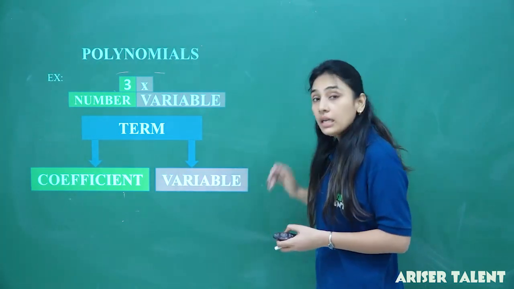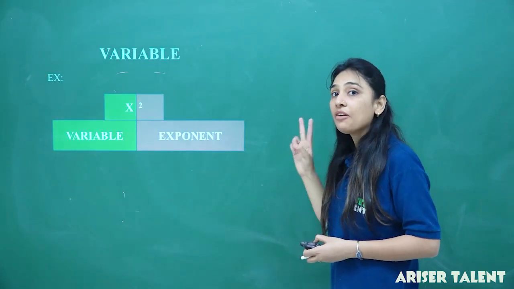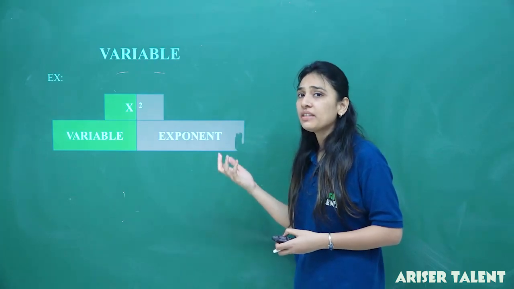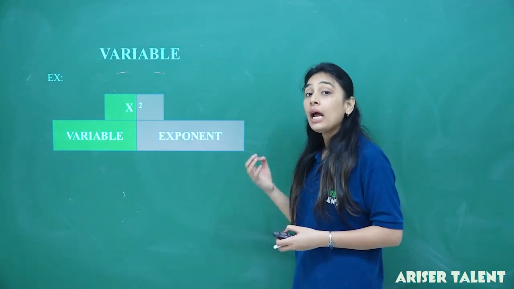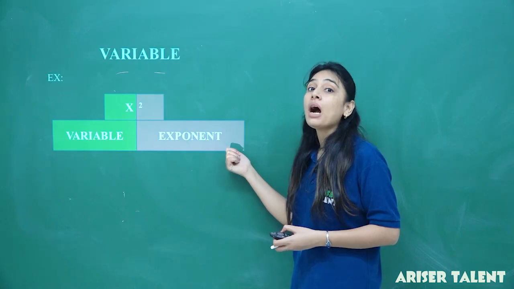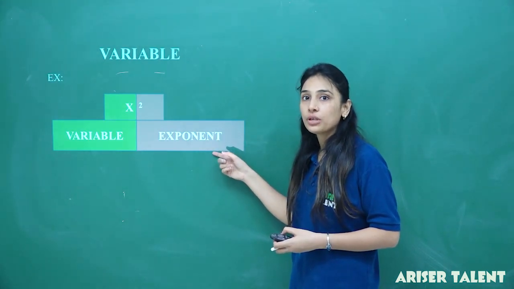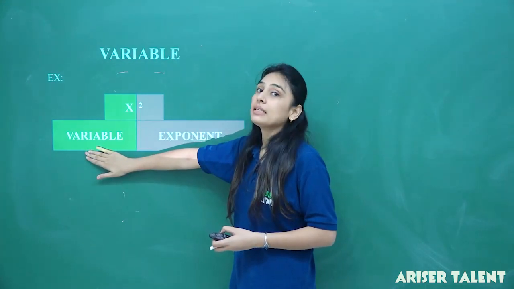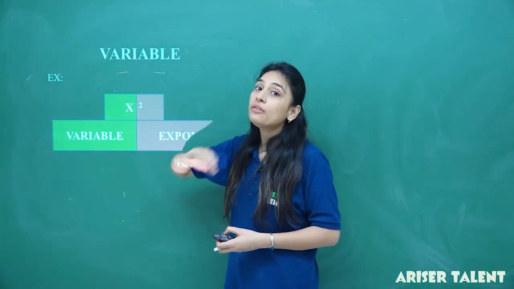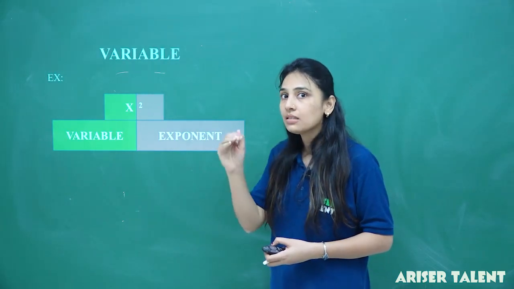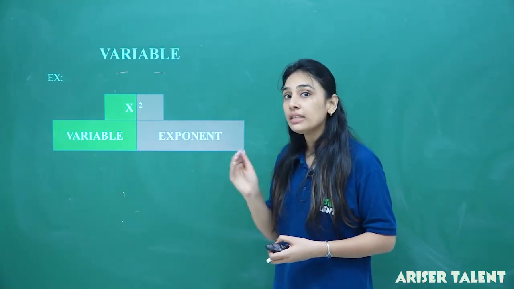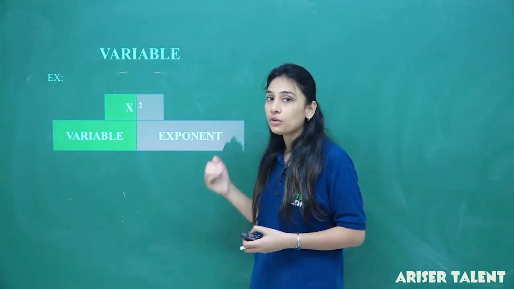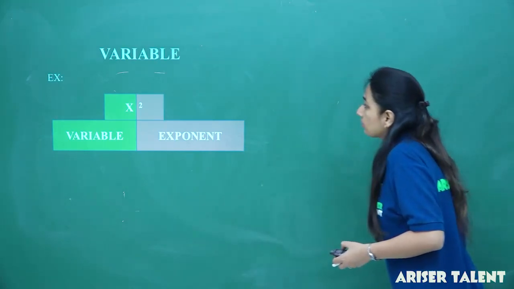And the second part of a term is the variable part, right? Now this variable part is again having two parts. First, the variable itself, that can be x, y, z, and the power, that power is the exponent, right? This power is the exponent part and x itself is the variable part. So we are defining a term in a systematic manner here so that we can understand what our chapter actually requires us to learn. Okay.